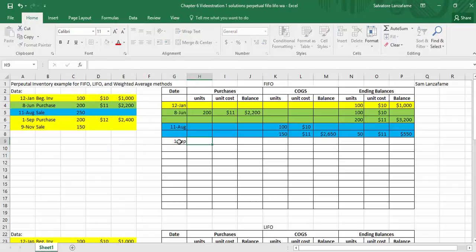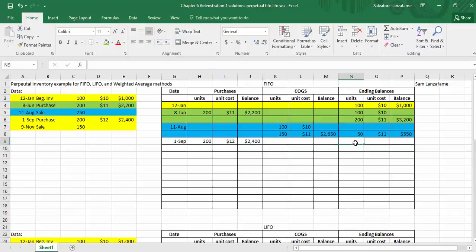So September 1st, we bought 200 units, and these cost us $12 a piece. So we got a little bit of inflation going on here. The inventory we had at the beginning originally cost us $10. Then we bought some of the same stuff, and then it was costing us 11. Now the same stuff we're buying is costing us 12.